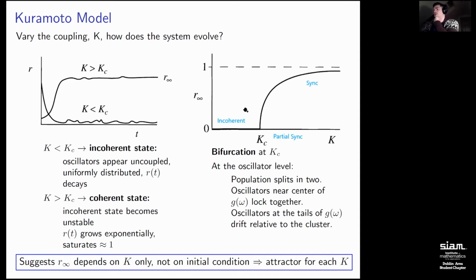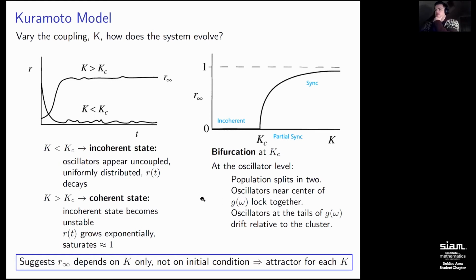So here you have the bifurcation diagram, K along the x-axis, and then a measure of the synchronization over time, or in the long-term limit. You go from an incoherent state, and increasing K at the transition, you move to a partially synchronized state, and then up towards the synchronized state.